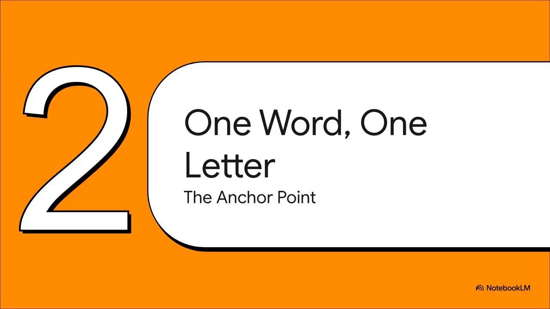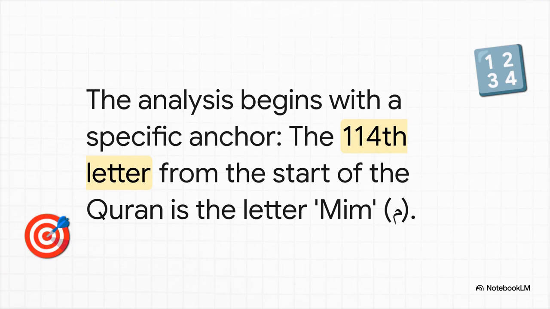Okay, so we've got our ground rules. Now, let's find our starting point. The entire analysis we're about to walk through hinges on one single letter in one single word, right near the beginning of the text. And here it is, our first key data point. If you literally count every single letter from the very first word of the Quran, when you get to the 114th letter, it's the Arabic letter mim. This is our objective, verifiable anchor in the text.